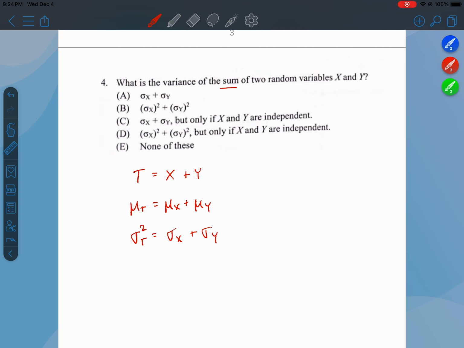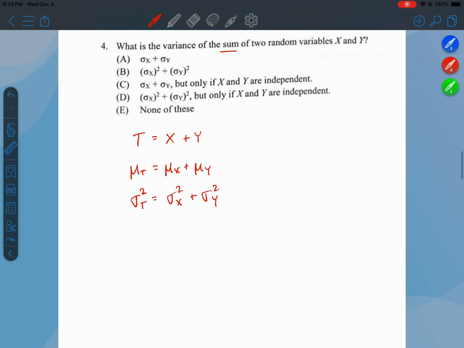So the variance of the total is the variance of the first variable plus the variance of the second variable. Meaning that if we now take the square root of both sides, we'd get an expression for the standard deviation. So the standard deviation for the total is the square root of the variance of x plus the variance of y. All right, so very quickly we just reviewed the three formulas: the mean of the total, the variance of the total, and the standard deviation of the total.